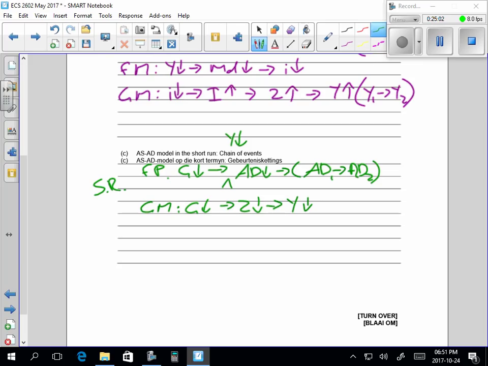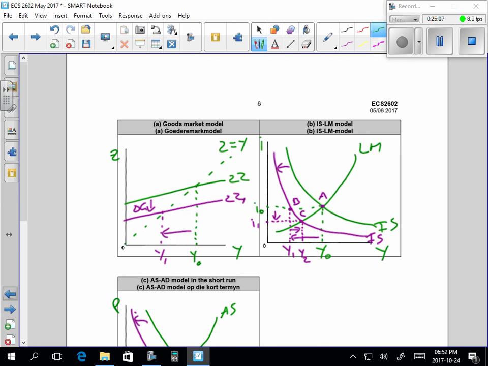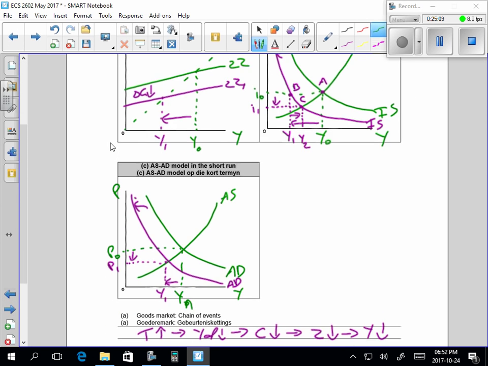All right. So what we've done here is we've shown why there is a decrease in output from Yn to Y1. However, obviously there is also a change in price level. Now there's no prices in the goods market, so we need something else to try to explain why there is a change in price.